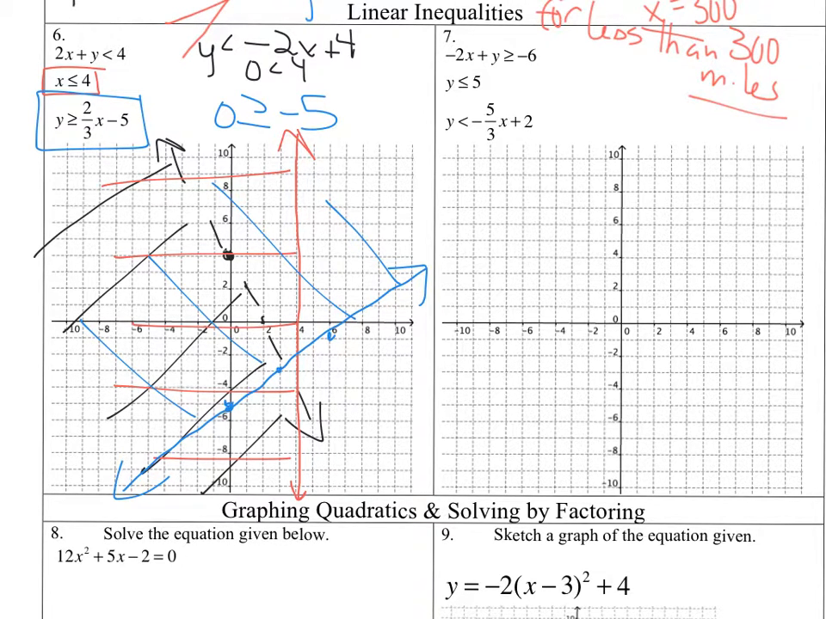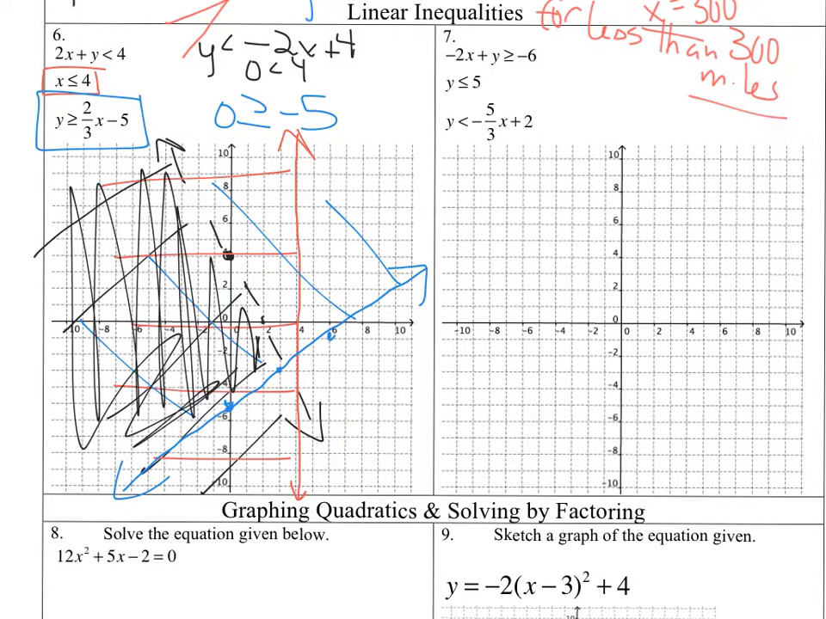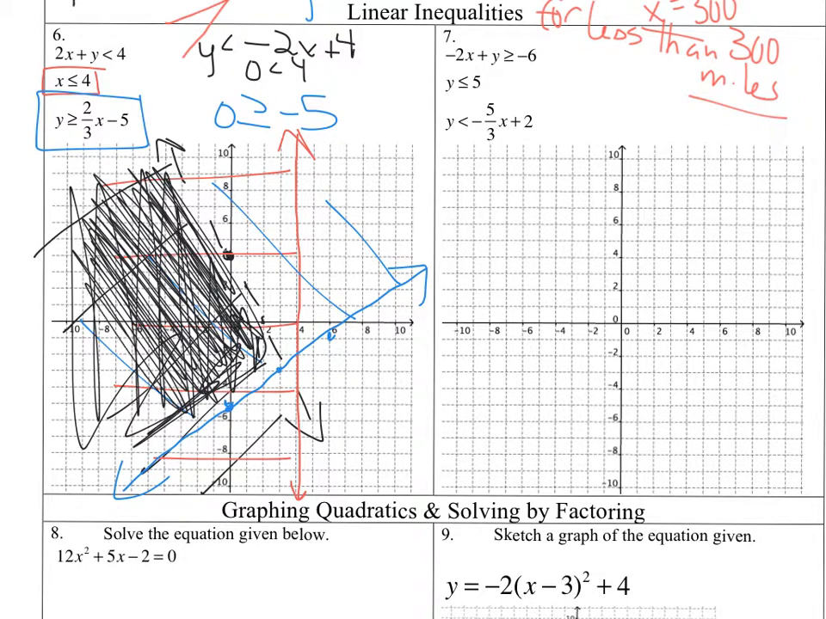So I want the place where they overlap. And they overlap where I see red, green, and black. So right here is my answer. So you want to make sure you make the answer clear, nice and dark. And it's right there. Next one.